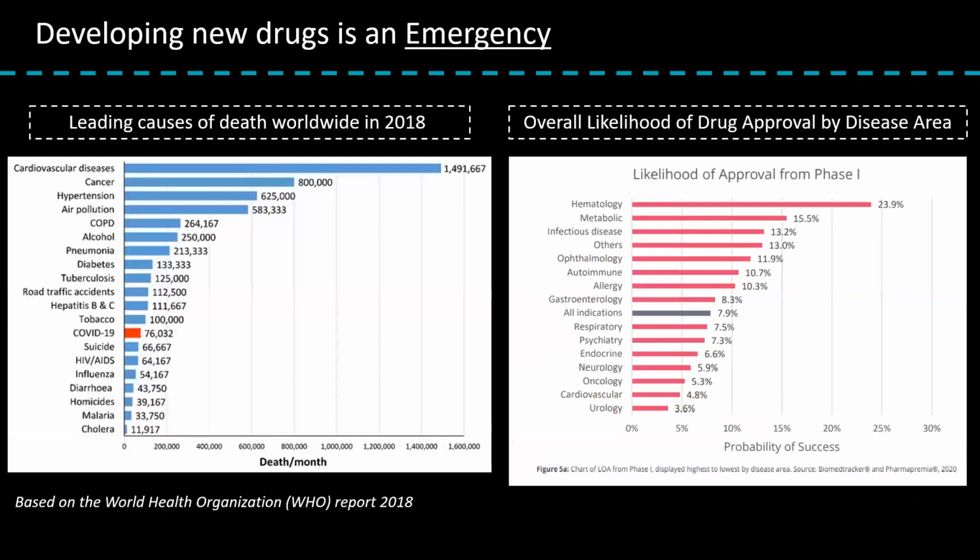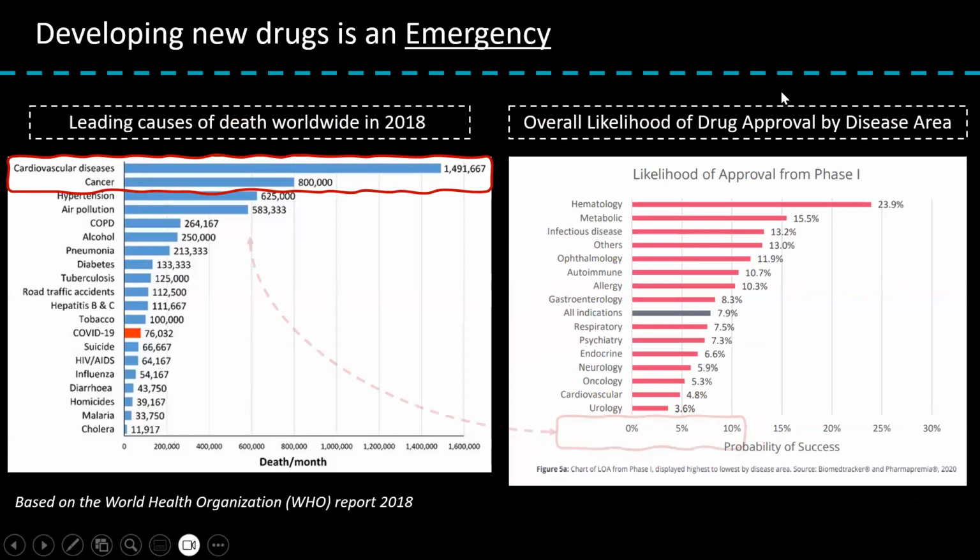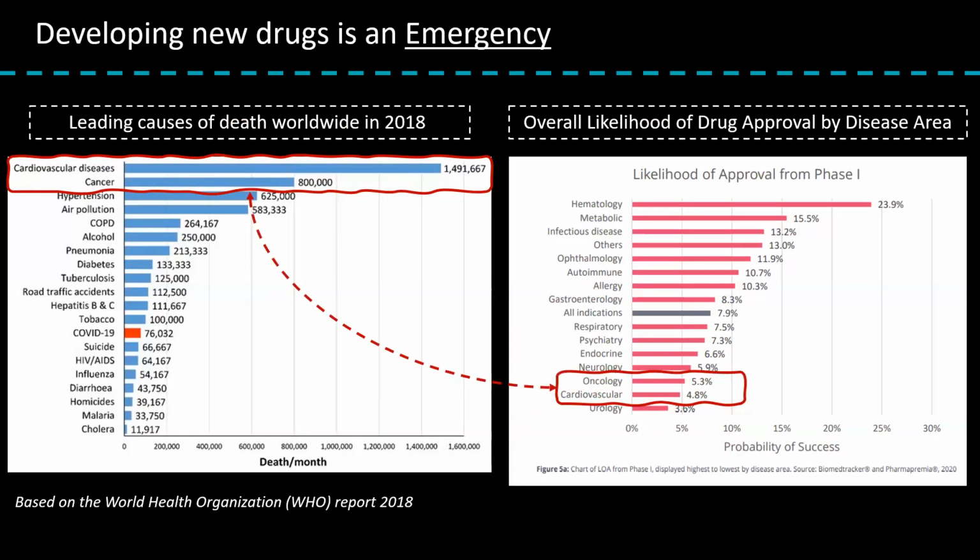According to the World Health Organization, in 2018, the two leading causes of death were cardiovascular diseases and cancer. And if you look at the likelihood of a drug to be approved for these two diseases, it's about 5%. So this really, to me, highlights the fact that there is a real issue and a real emergency of changing the way we are developing drugs to ensure that we improve this probability of success to actually treat the diseases.